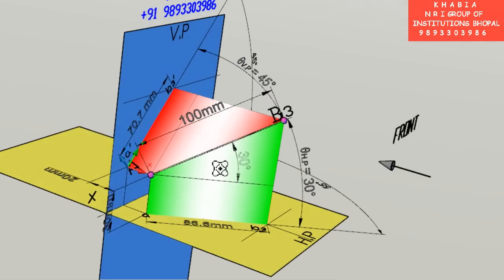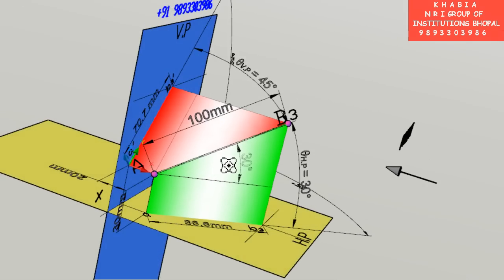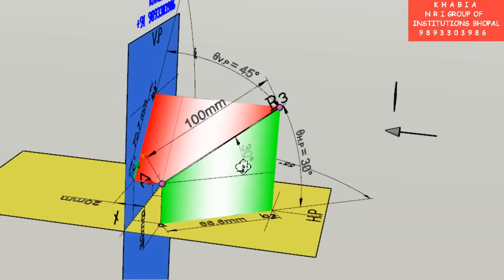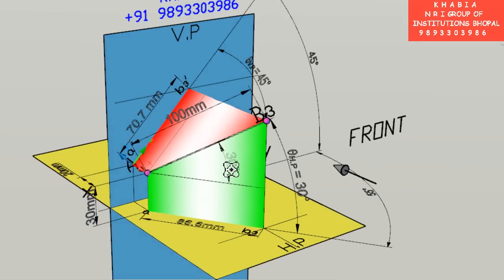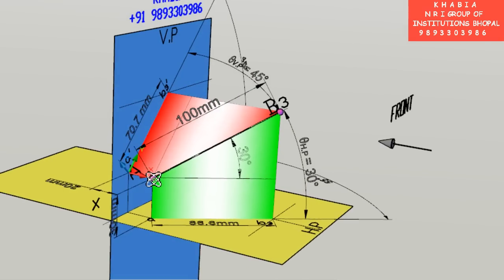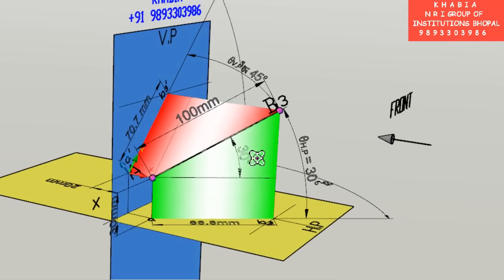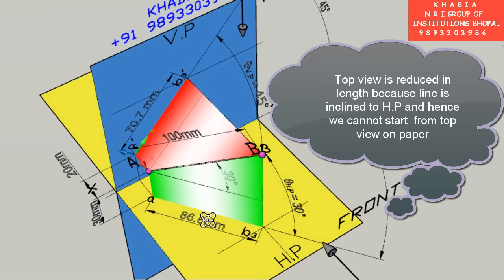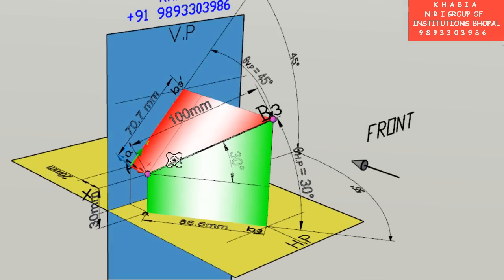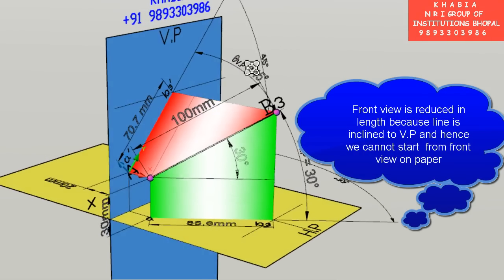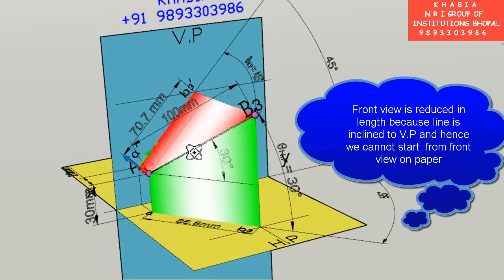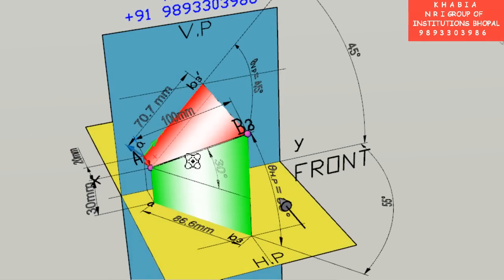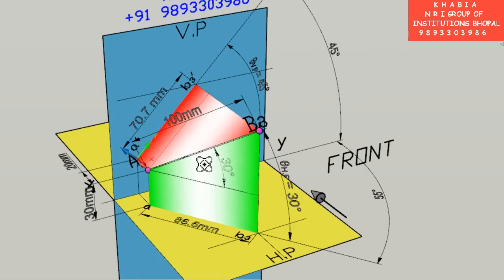Now the question arises: how will we draw the projections of a line inclined to both the planes on paper? To make orthographic projections on paper, we require the true length of the line in at least one of the views, either front view or top view. The problem we face is that since the line is inclined to HP, the top view is reduced in length and we do not see the true length in top view. And since the line capital A, capital B3 is also inclined to VP, the front view is reduced in length and therefore we do not see the true length in front view. Hence, we conclude that it is not simple to draw the projections of a line inclined to both the planes on paper.